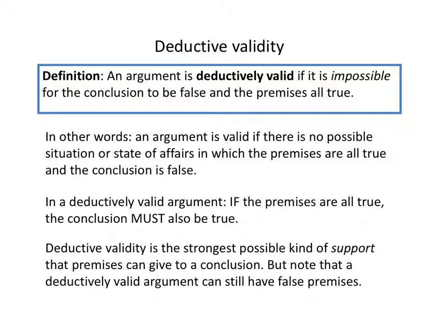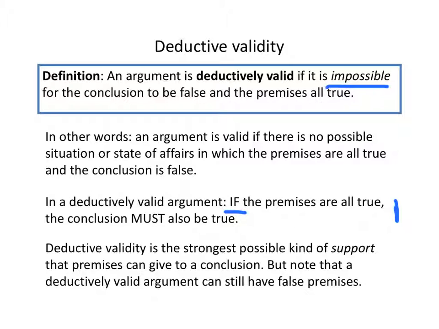So just to remind you of the definition of deductively valid, or just valid for short, an argument's valid if it's impossible for the premises to all be true and the conclusion false. And by impossible here we mean something like there'd be a logical contradiction in thinking that the premises were all true and the conclusion was false. So in a deductively valid argument, if the premises are all true, the conclusion must also be true. But it only says if. It doesn't mean that the premises are actually true.